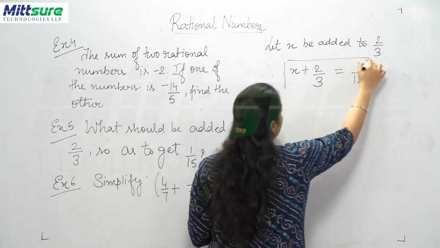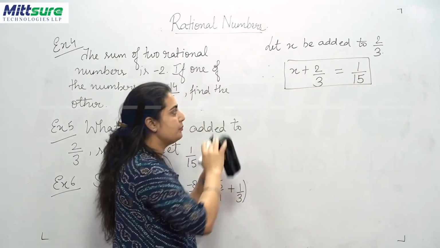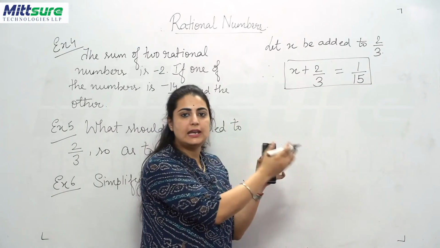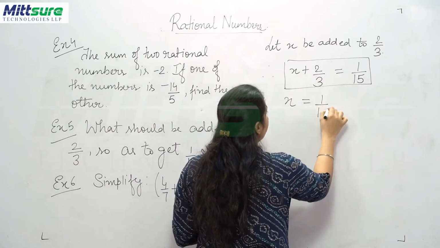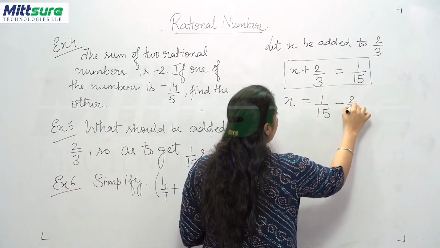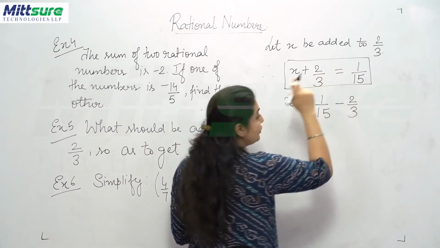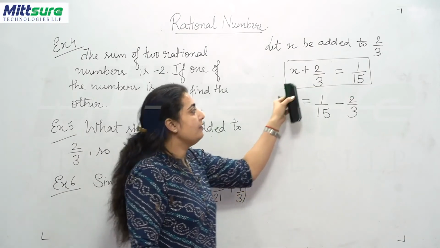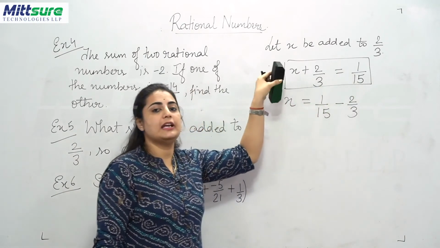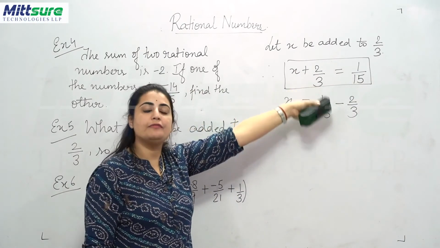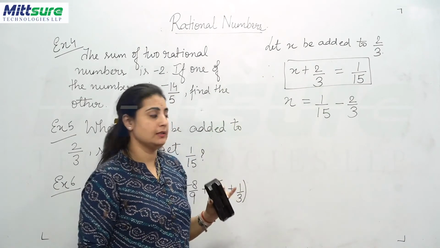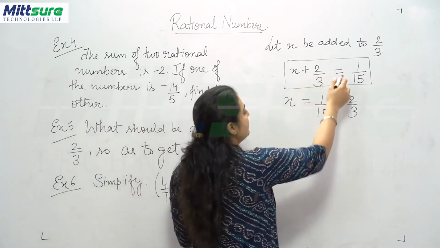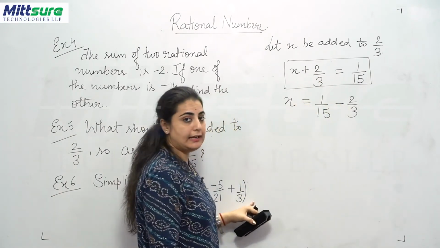Again, this is an equation. I will be transposing the rational number towards the RHS. x is equal to 1 upon 15 minus 2 upon 3. The sign gets changed. Remember, whenever you transpose from left hand side to right hand side or from right hand side to left hand side, the signs get reversed. So this positive has got changed to negative.